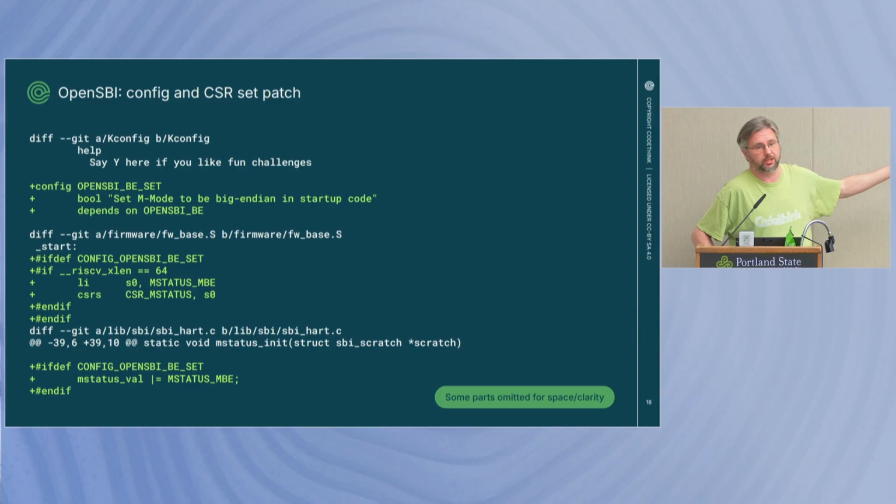It's just basically changing OpenSBI's kconfig to add some bits, and then in our case here, load the constant for mstatus as MBE, and then just call the CSR instruction to tell the system to set that bit. Again, we also had to make sure that any other harts that were brought up or reinitialized were also set up like that.